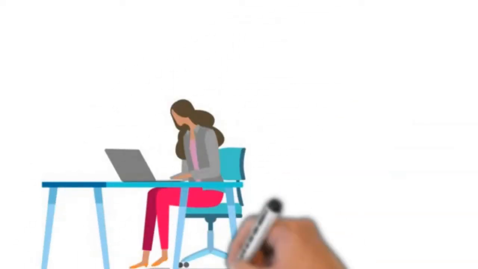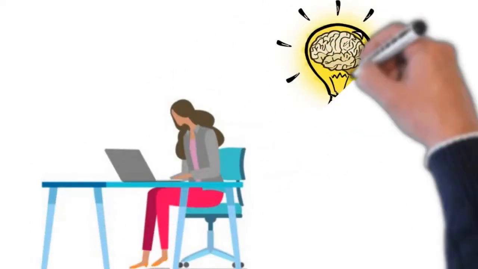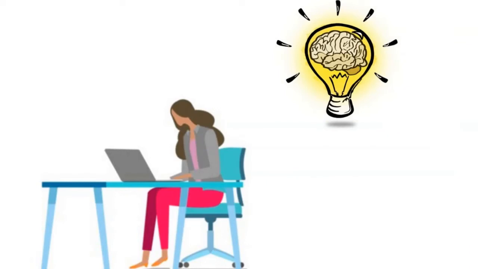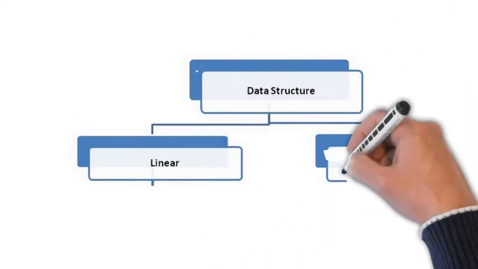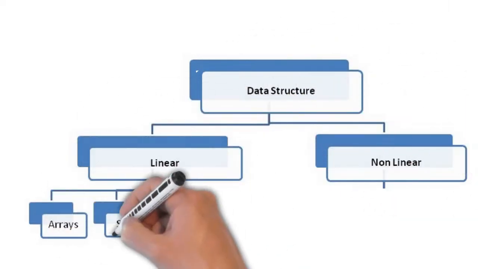I hope I have conveyed what data structures exactly mean, and why it is important for computer programmers to do their job better. Now, let us get to the theory part. Based on how the data is organized, data structures are categorized into two: linear and nonlinear.